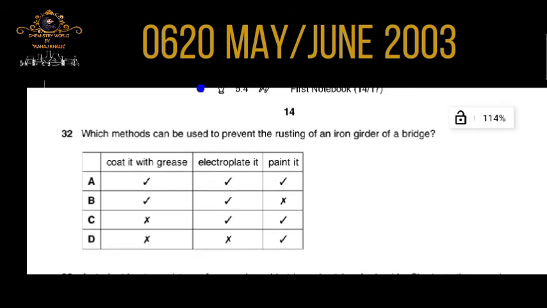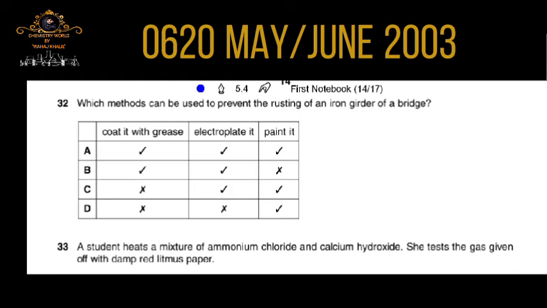Which method can be used to prevent rusting of an iron girder of a bridge? A bridge is very large, as we know. Coat it with grease, no. Electroplate it, can't be. Paint it, so yeah, it's paint. So option number D is the right one.